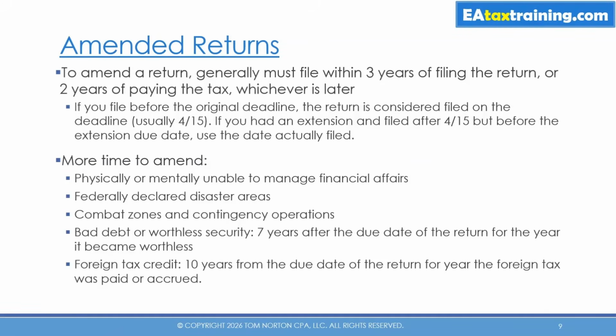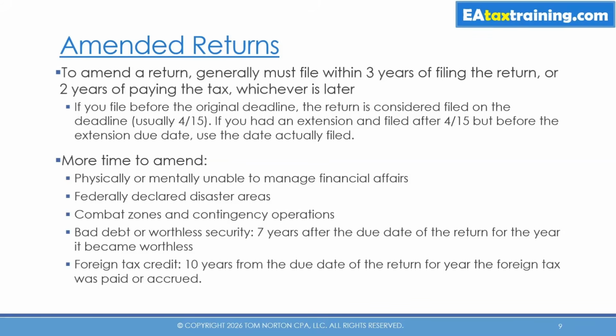If you had gotten an extension to file after April 15th, so you got it extended to October 15th, but then you filed, let's say, on July 1st, then you use the date actually filed. So then it would be 3 years from July 1st.